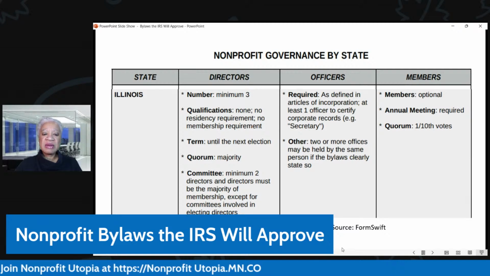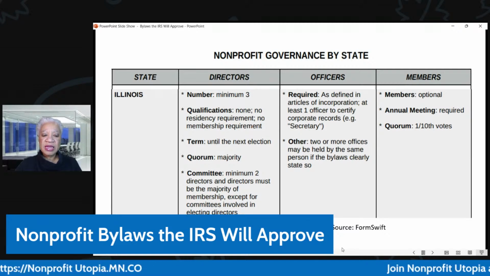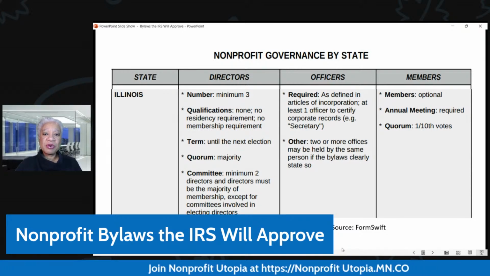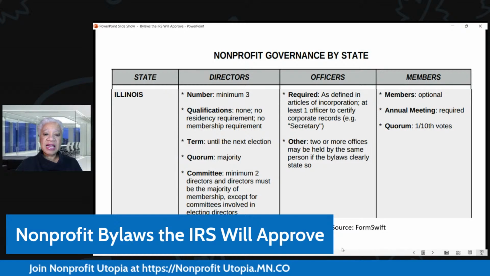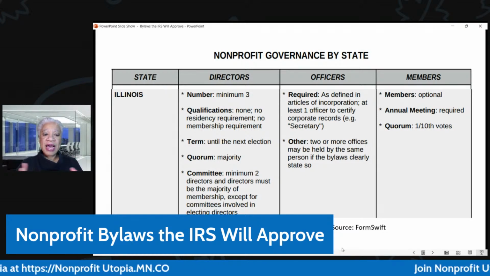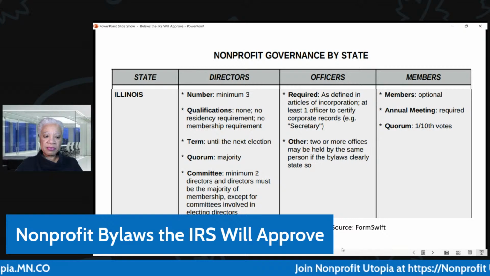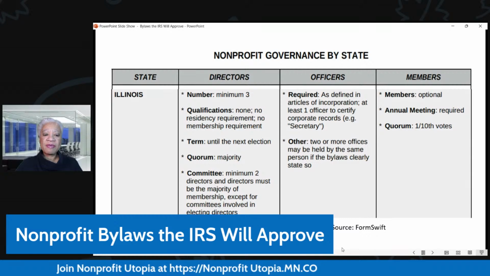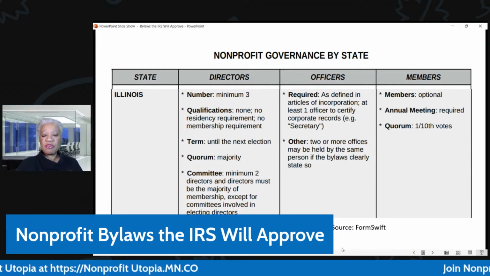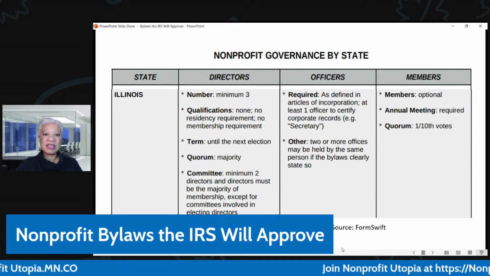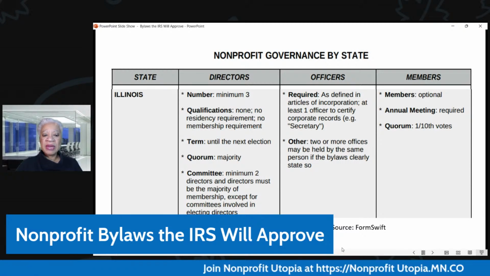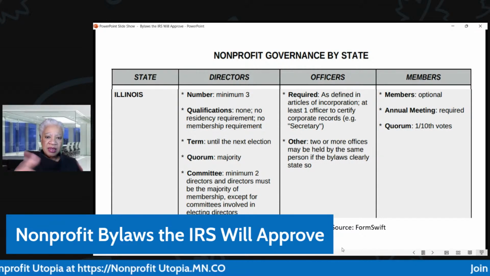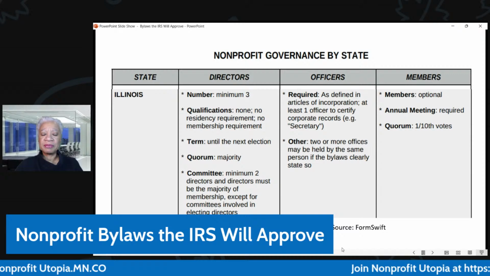Committees: you have to have a minimum of 2 directors on each committee, and the directors have to be the majority of the members if this is a committee that is going to have the power to act on behalf of the full committee. All right. And the only exception for that is when you have a committee that is involved in electing directors. So this would be like your nominating committee, and then they will prepare the slate, and then they would introduce it to the rest of the committee.